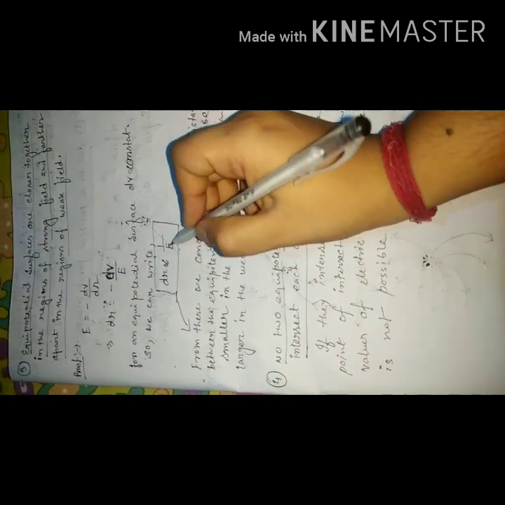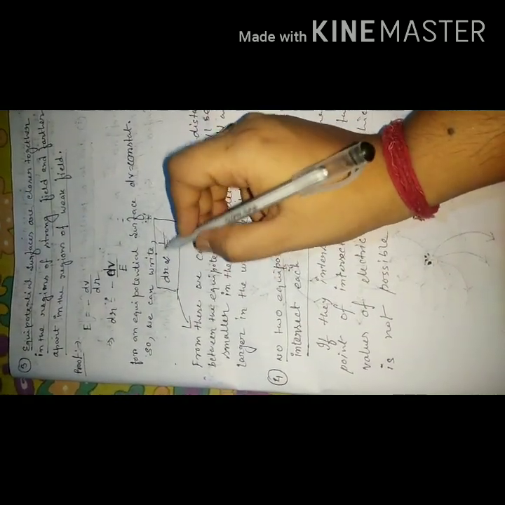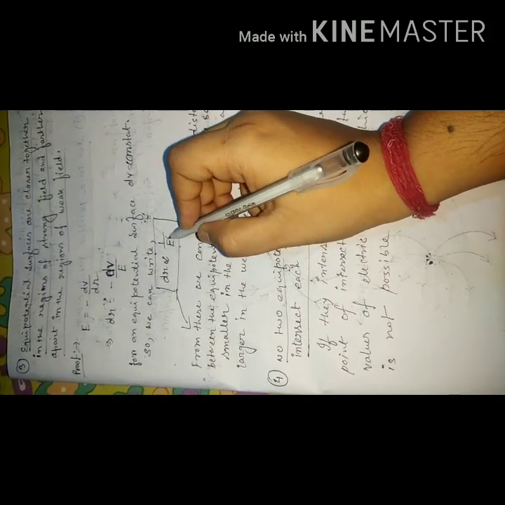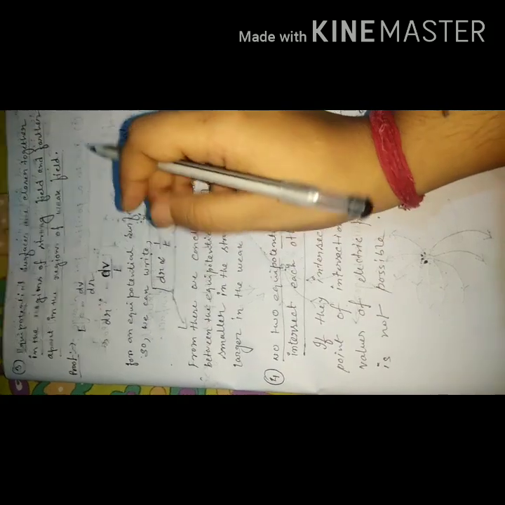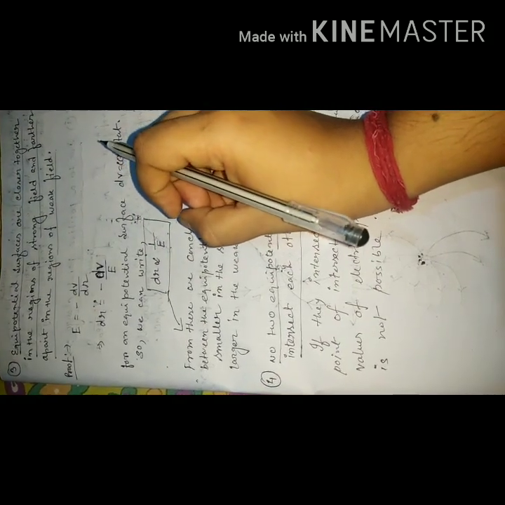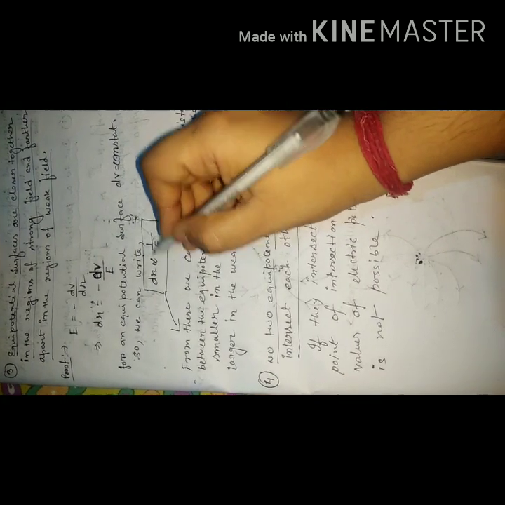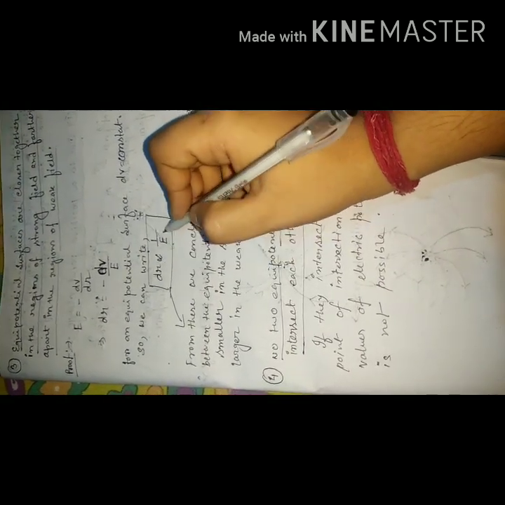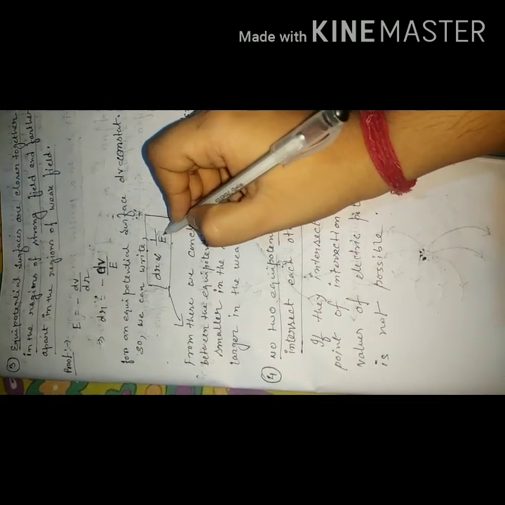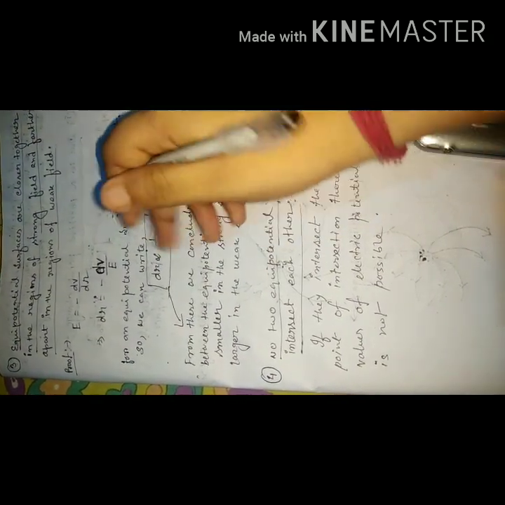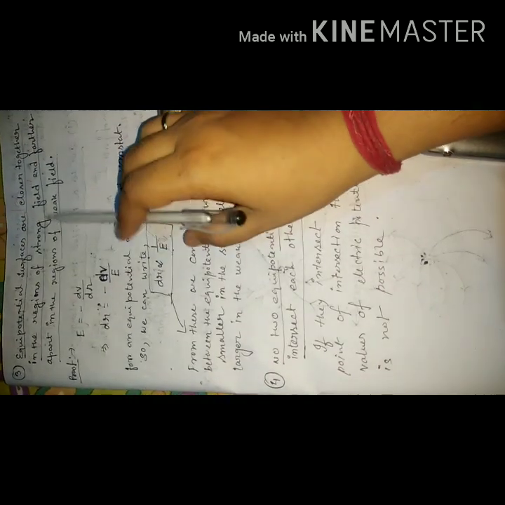That means E is inversely proportional to the spacing between them. If E is more, that means strong, the spacing is less. Inversely, if E is weak, that means less, then the spacing between the surfaces is more. So this one is a proof.